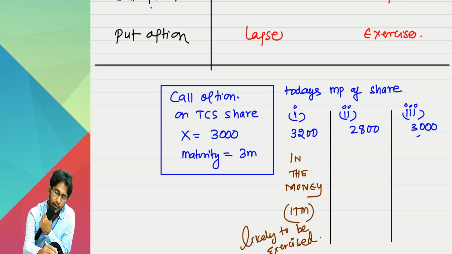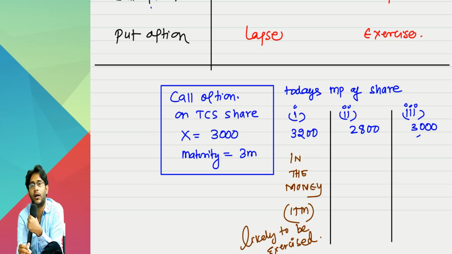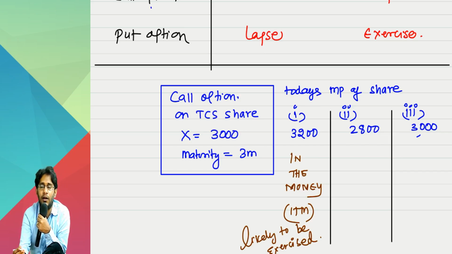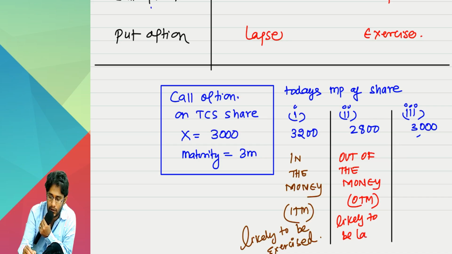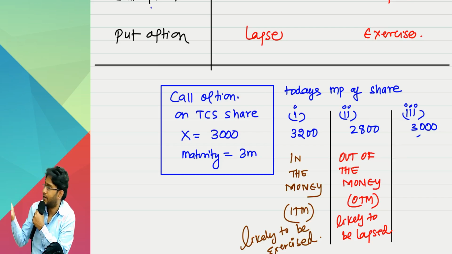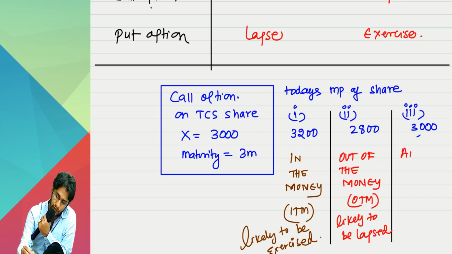Second case, sir. Do you think it is favorable? The contract is giving us a right to buy at 3000, but the market price is lower at 2800. So the contract is likely to be lapsed and not to be exercised. These cases are called out of the money options, or simply OTM. It means it is likely to be lapsed. Next. Market price and exercise price are both the same. In this case we refer to this as at the money options.